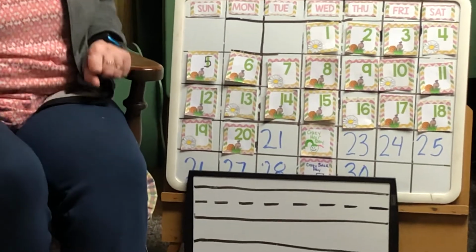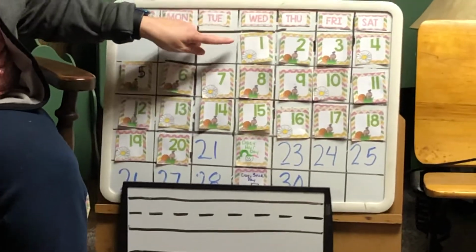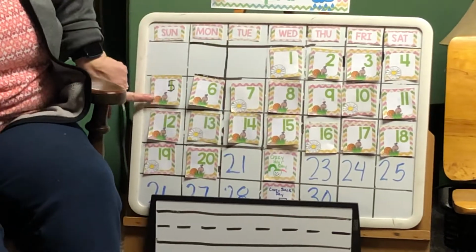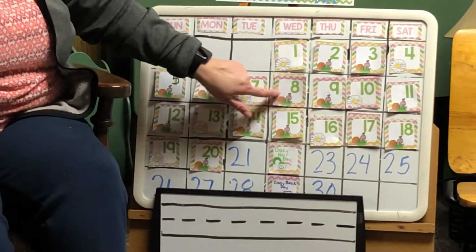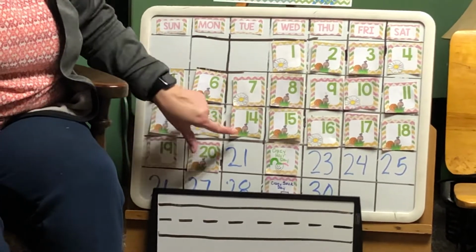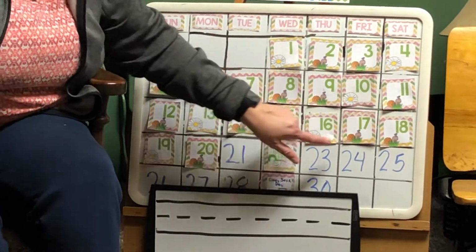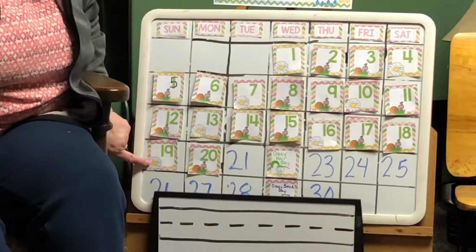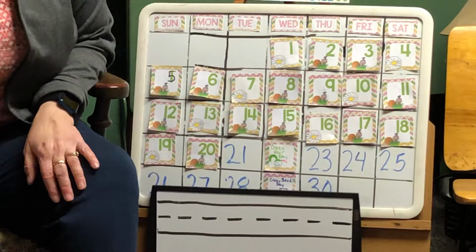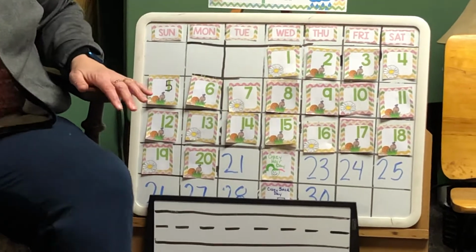All right, and we're going to count. 1, 2, 3, 4, 5, 6, 7, 8, 9, 10, 11, 12, 13, 14, 15, 16, 17, 18, 19, 20. All the way up to 20. Wow, we're getting really high.